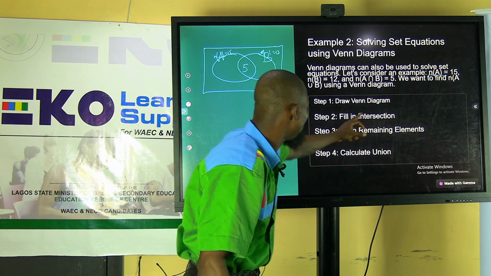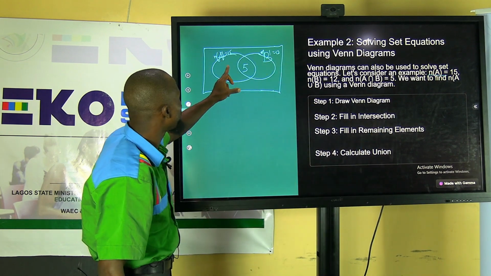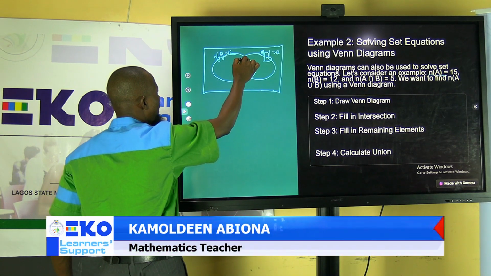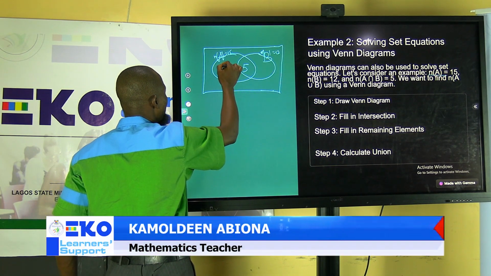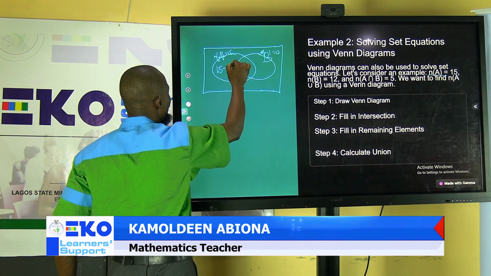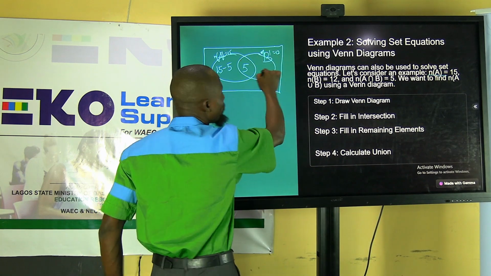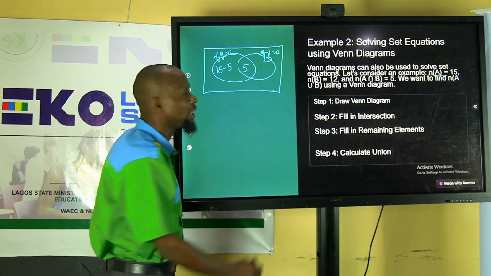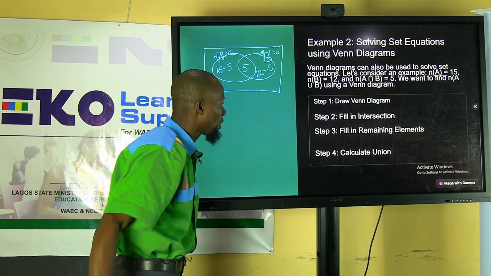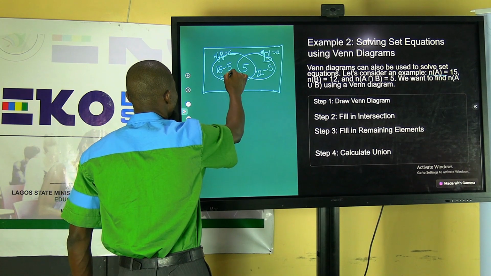Now, we have filled the intersection. Then fill the remaining elements. We have number of A is 15, and 5 of them are here. So the remaining one will be 15 minus 5. For B, we have 12, so B only will be 12 minus 5. All right. So with that, this is 10.